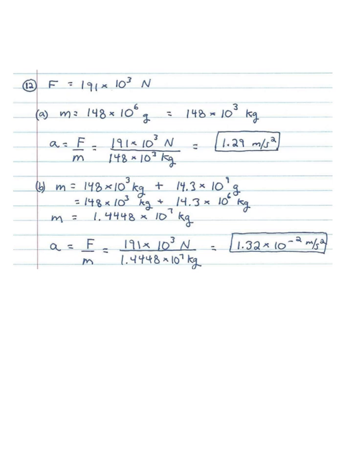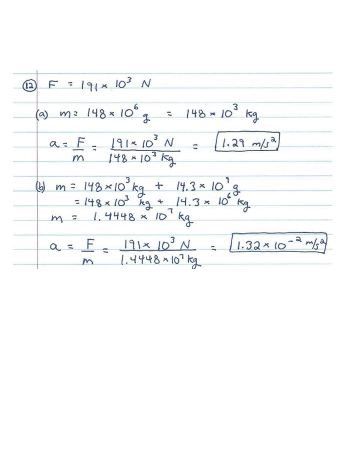The force is 191 times 10 to the third newtons. And in part A, we have a mass of 148 megagrams. So that's times 10 to the 6 grams. Let's get that in kilograms, so everything is in MKS units. So that should be 148 times 10 to the third kilograms. Then we can do acceleration equals force divided by mass. And you can see I've divided them there, and I get 1.29 meters per second squared.